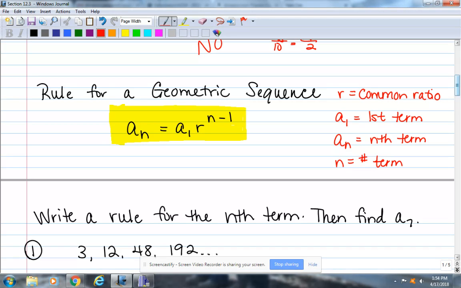So the n minus 1 being the exponent, like exponent. It's an exponent to the r, yes. Okay.